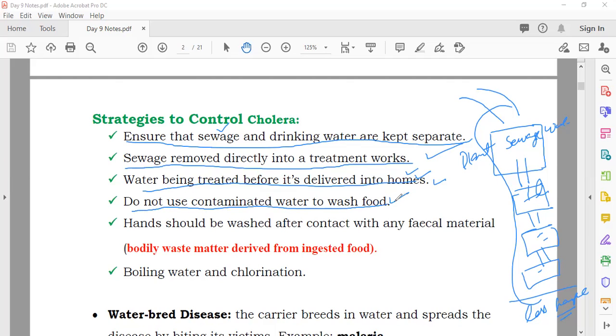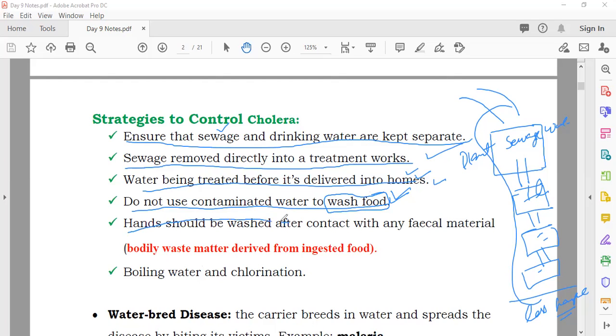After that, do not use contaminated water to wash food. Sometimes, even near the Nile River, some people use that water to clean their clothes, even to clean their utensils, and sometimes to wash cars and all that stuff. In that case, it can also cause disease. Maybe the germ particles will remain on the surface of anything and cause disease. Especially you should take care that even when you're washing your food, it should be clean water.